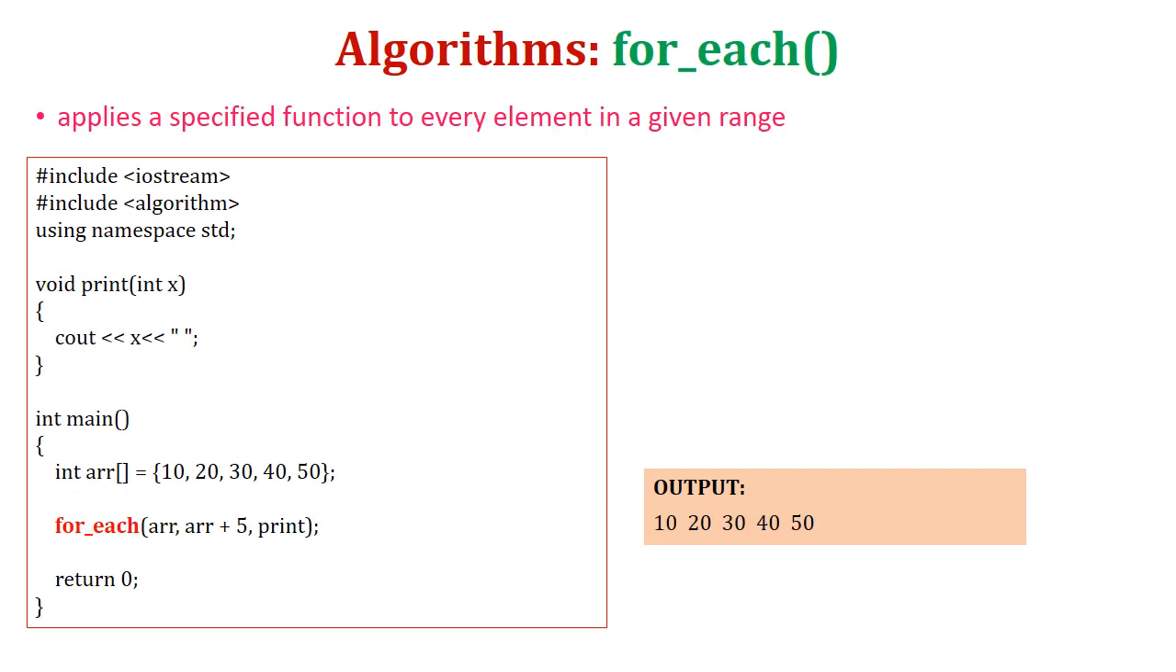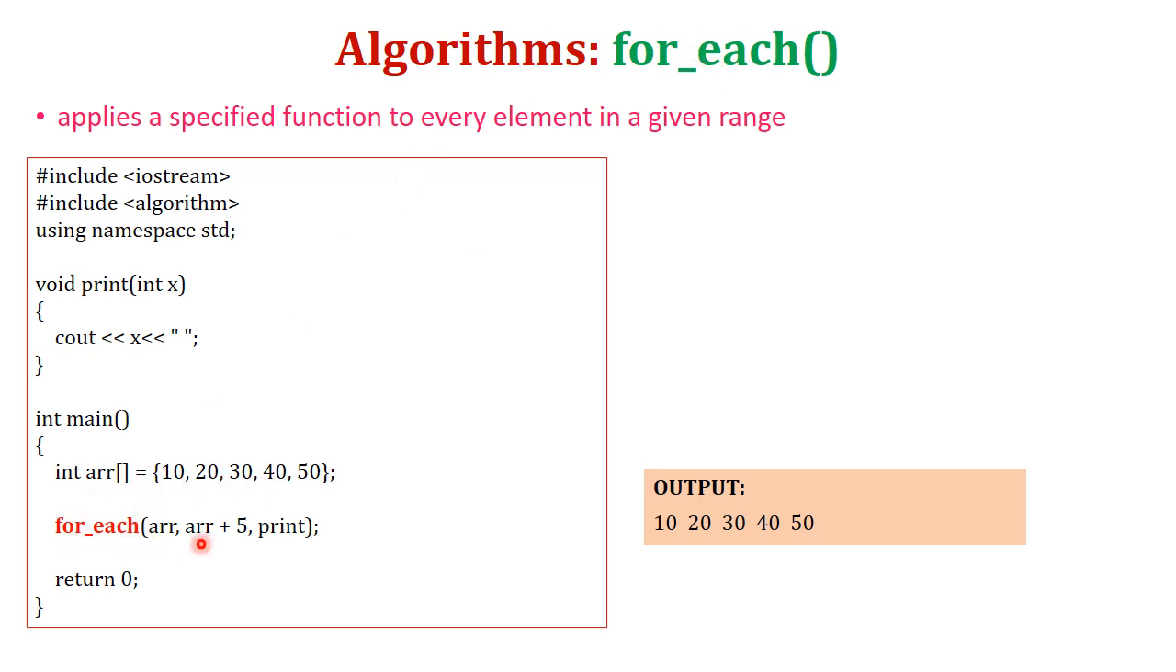And the next one is for_each. It will apply a specified function to every element in the given range. For example, we are writing some other function. Here is a parameter, and then we are going to display the content of the x value. Now here the array is a collection of elements. We are calling the for_each function.